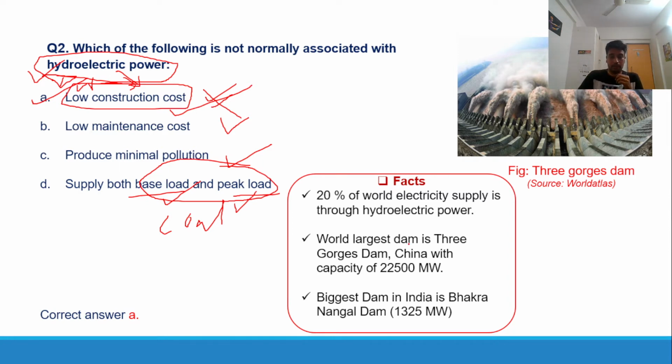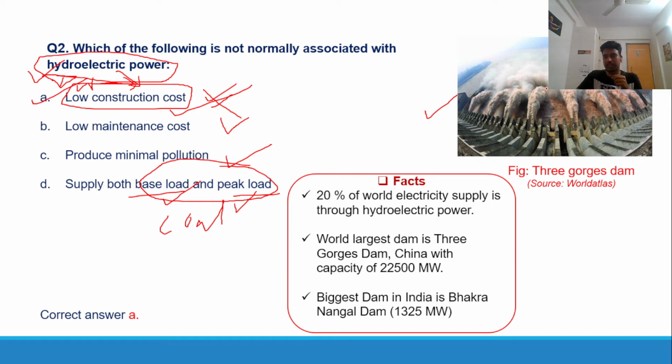The world's largest dam is the Three Gorges Dam, built by China, with a capacity of 22,500 megawatts. That is huge power, 22.5 gigawatts. That's very huge. If we see the Three Gorges Dam, I put the figure also. See how enormous it is, how big it is, the amount of water flow.